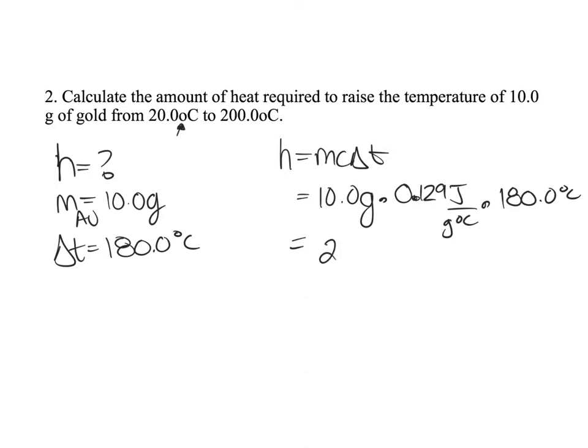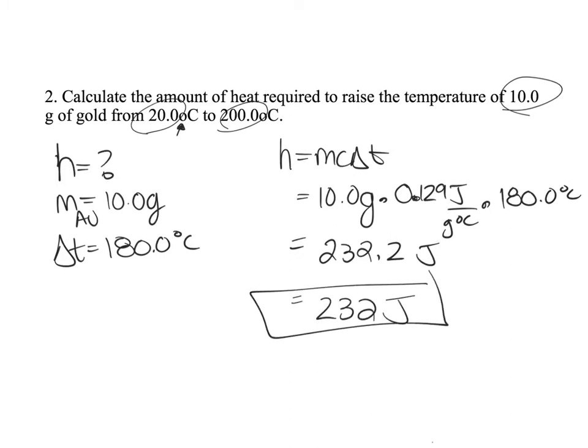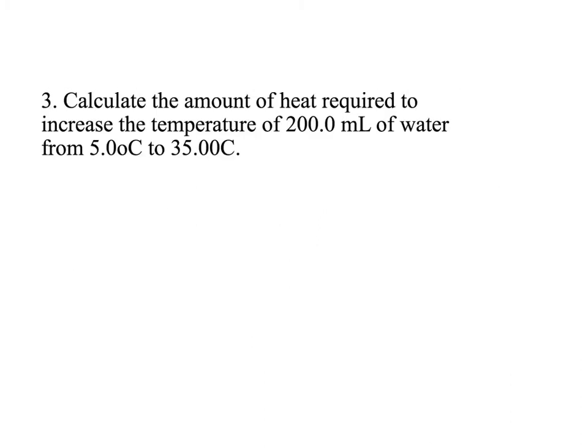we get 232.2, right? And that would be joules. Okay, looking at sig figs, this has 3, this one has 4, this one has 3, so my answer should have 3. So I'm just going to write this as my answer. Great, next question. Okay, this one says calculate the amount of heat required to raise the temperature of 200 milliliters.